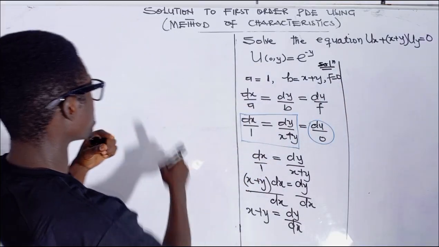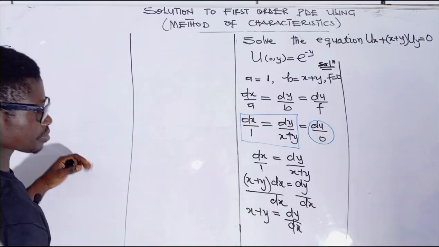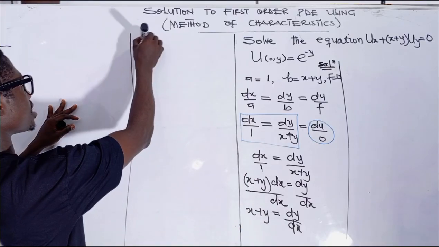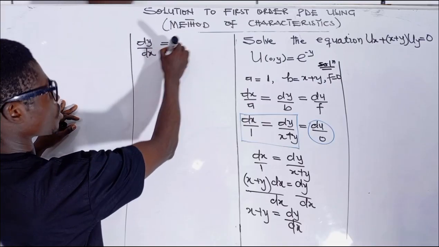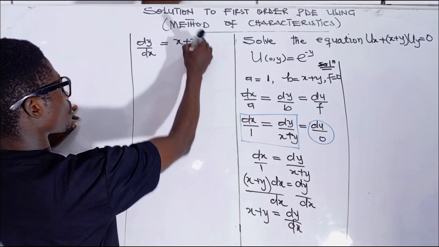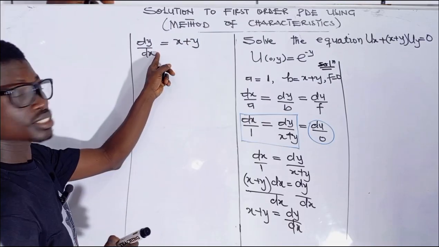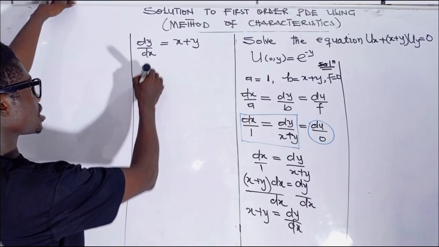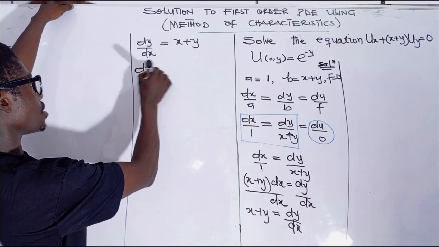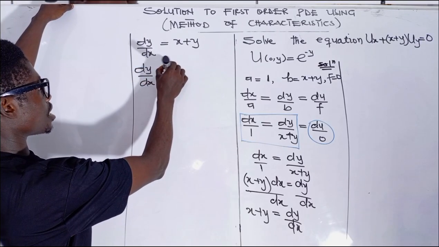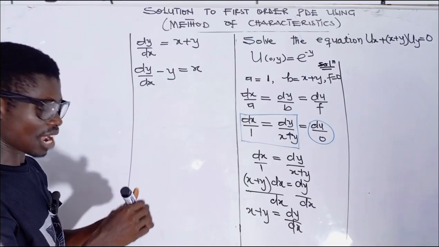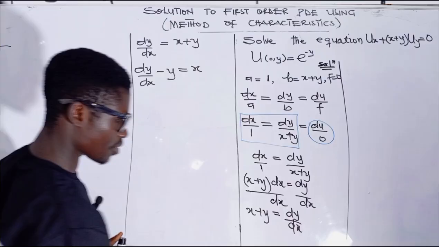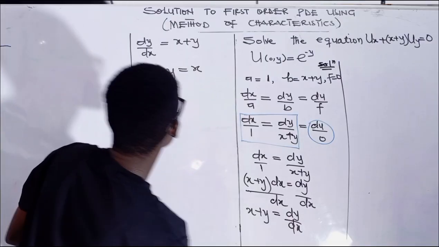Now let's continue from here. So we have dy/dx equal to x plus y. Now let's bring y to the left hand side of the equation to have dy/dx minus y is equal to x. Now, have you seen this kind of equation before?